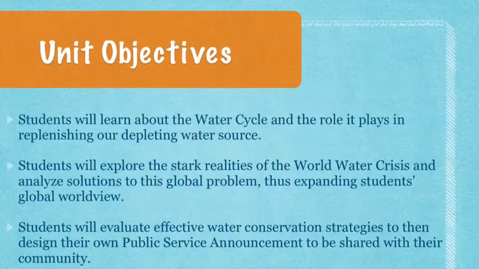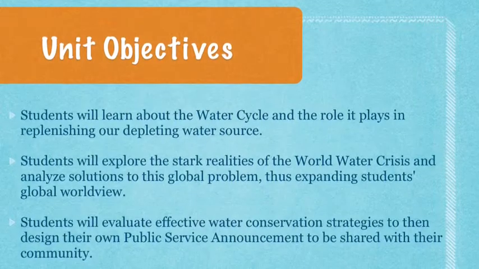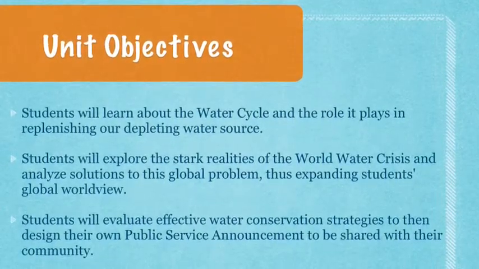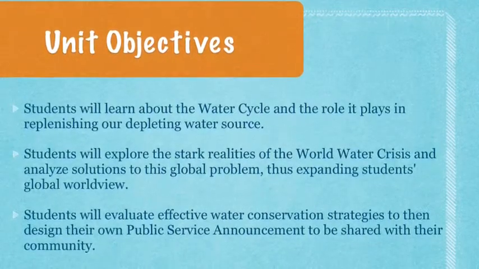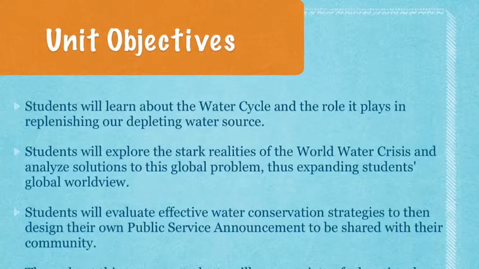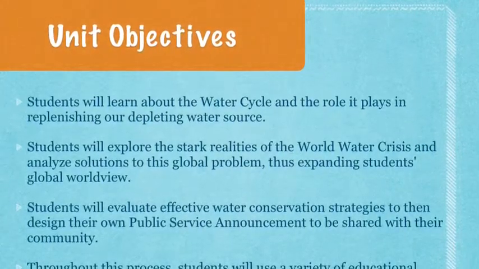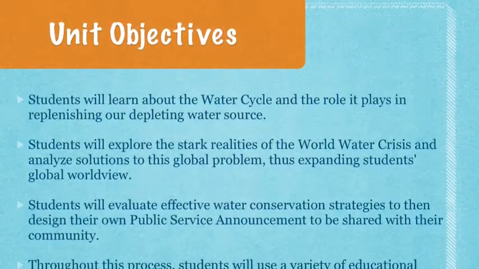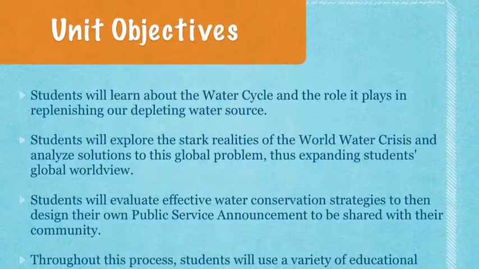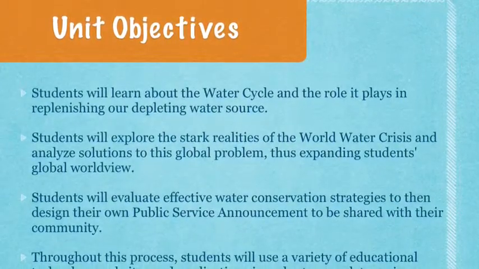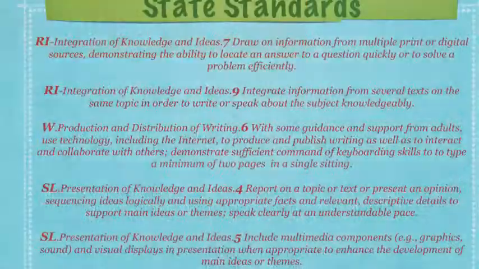The unit objectives span a variety of content. In this unit, students will learn about water as a depleting natural resource, one that must be conserved. Students will also explore the world water crisis and expand their global perspective in the process. In addition, students will identify and evaluate water conservation strategies to then create a public service announcement as their solution to the world water crisis. Along the way, students will intersect with educational technologies. Each activity will align with Gardner's multiple intelligences and Bloom's taxonomy.